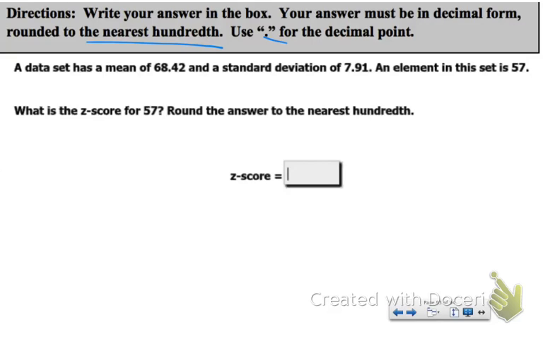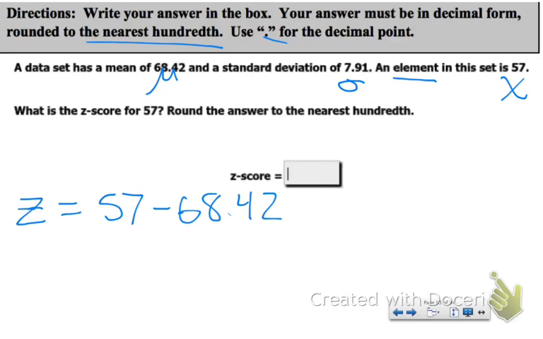A data set has a mean of 68.42, standard deviation of 7.91, and an element in this set is 57. What is the z-score for 57? So it's just straightforward z-score. You're plugging in everything else, which would be x is 57, remember x is the element, minus a mean of 68.42, divided by a standard deviation of 7.91.